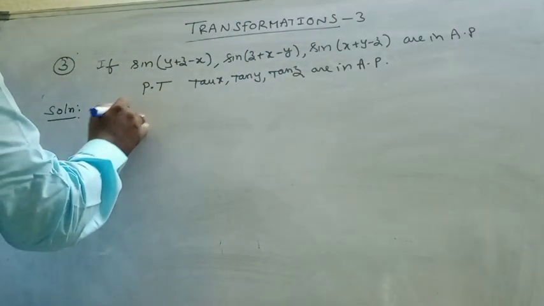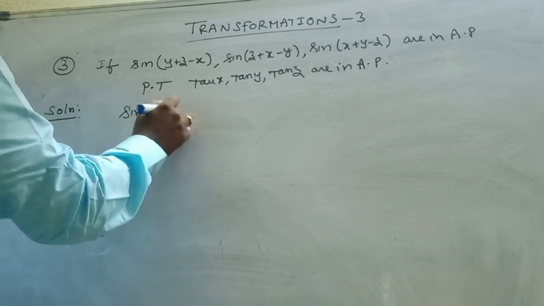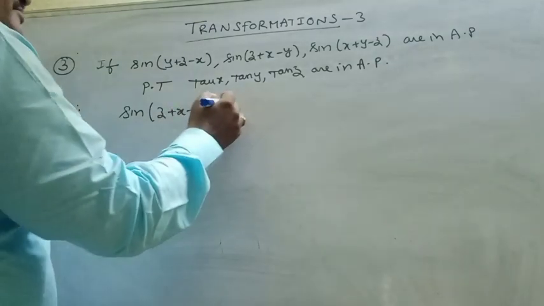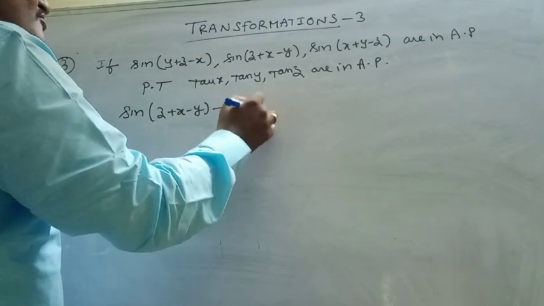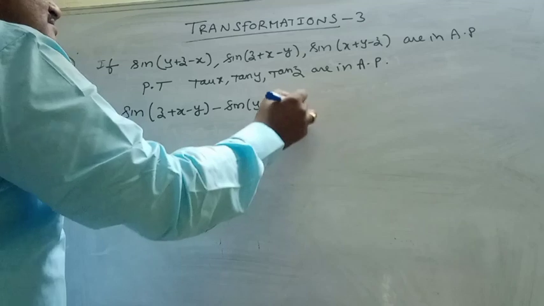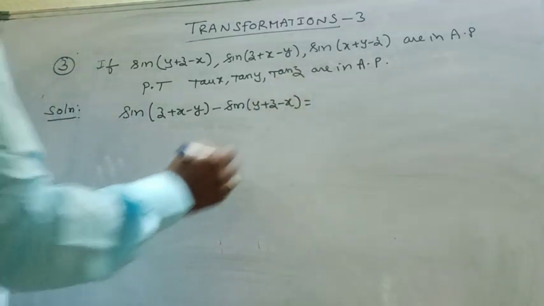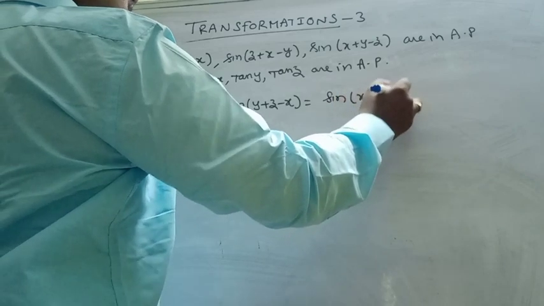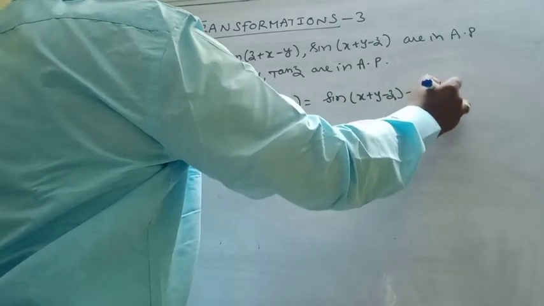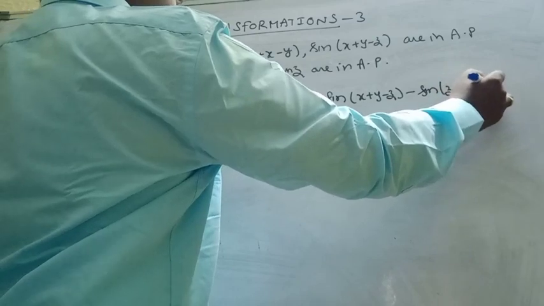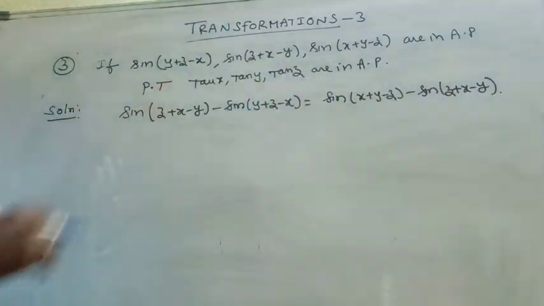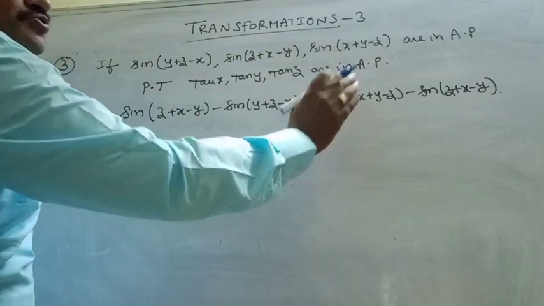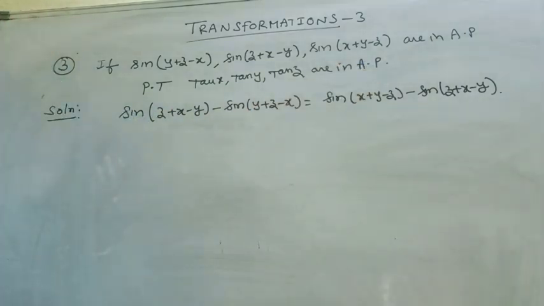That means we have here sine of (z plus x minus y), the second term, minus the first term, sine of (y plus z minus x), is equal to sine of (x plus y minus z) minus sine of (z plus x minus y). Wonderful. Now very simple, my dear students, this is second term minus first term equal to third term minus second term, what we have got here.